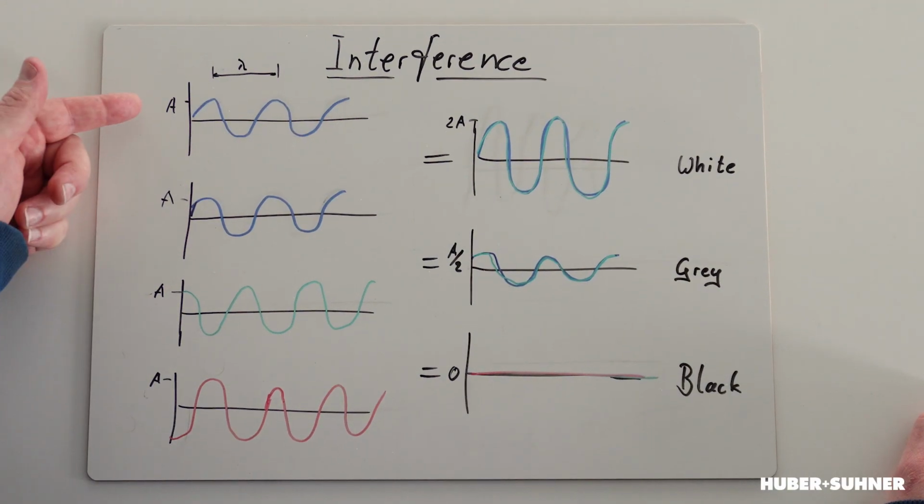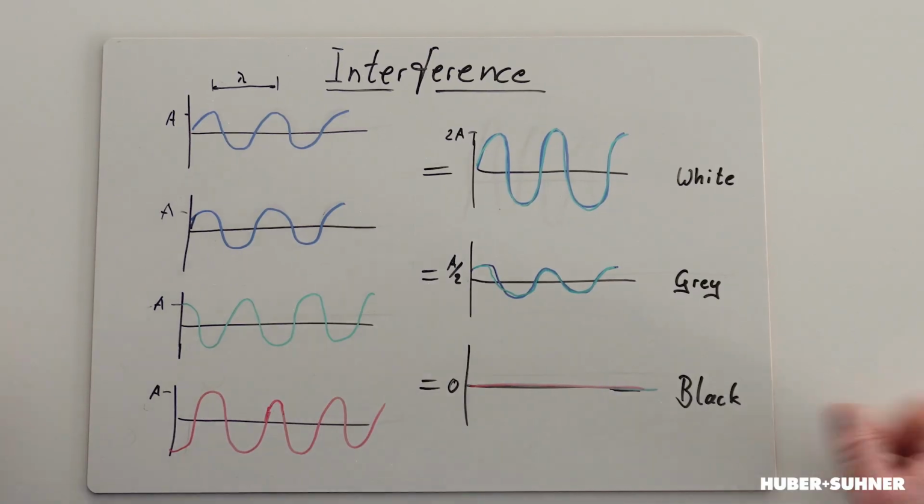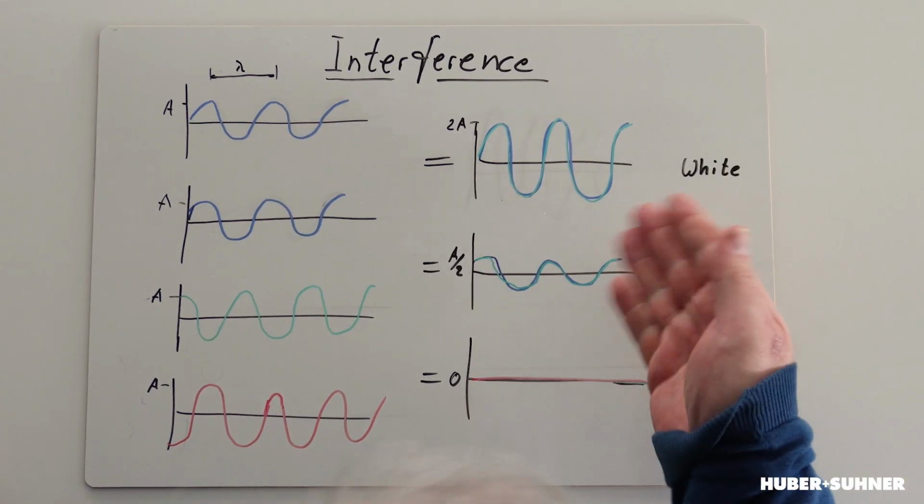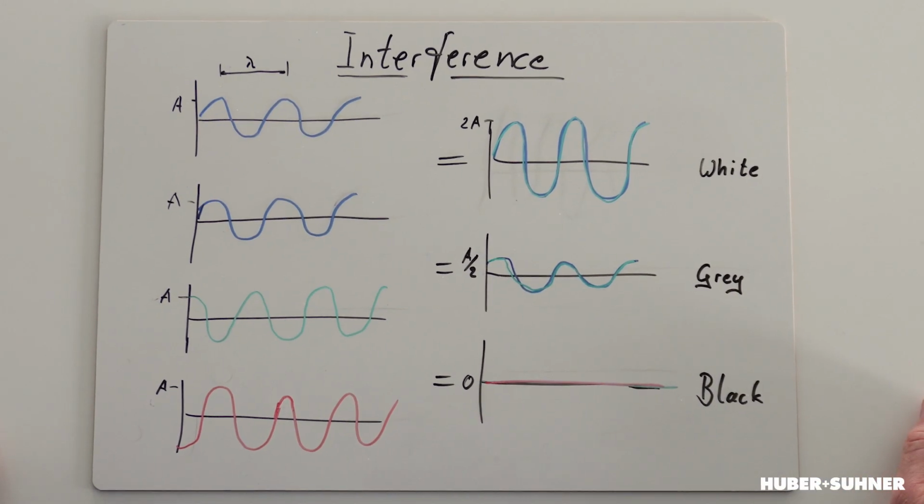If we have two light waves coming from the same source, they can interfere. And the result depends on the phase difference or the phase situation of those two waves. For example, if we take the two blue waves, which are perfectly in phase, if they are interfering, this means they are adding up. So the amplitude is doubled and the result is a white light.